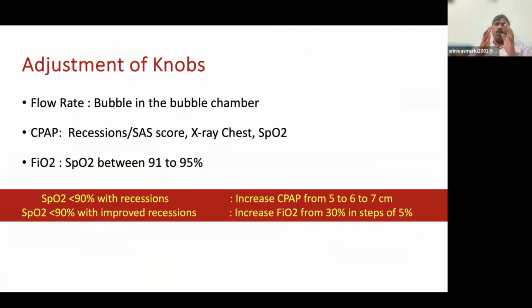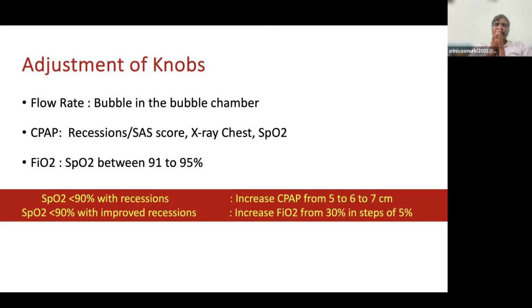Now, if the baby's saturation is less than 90% and if there are retractions, you need to open the lung. So to open the lung, what can you do? You keep increasing the pressure from 5 to 6, 6 to 7. So if there is hypoxia with retractions, you keep increasing the pressure from 5 to 6, 6 to 7, to a maximum of 7 or 8 centimeters. But if there is hypoxia, that is saturation is less than 90%, but there are no retractions or minimal retractions, instead of increasing the pressure, you increase the FiO2 to get saturation between 91 to 95%.